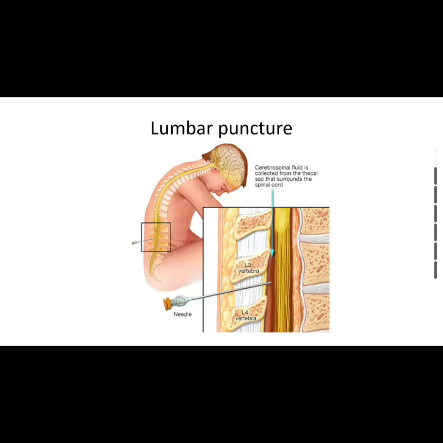So cerebrospinal fluid is collected from the thecal sac that surrounds the spinal cord. So basically, the thecal sac is the subarachnoid space filled with CSF, and you can see where you're putting the needle. Yeah, the X-ray of the spine.